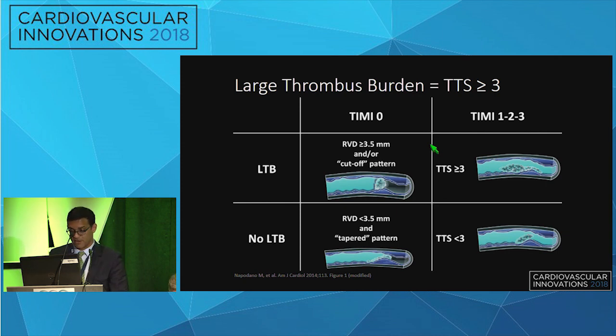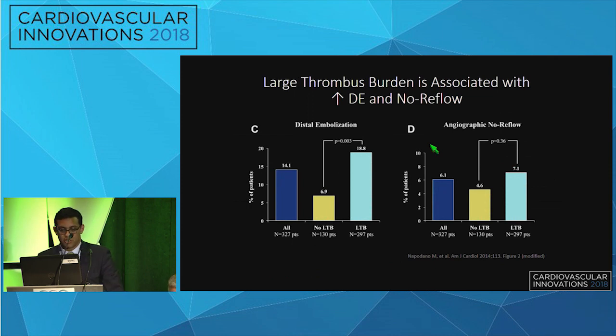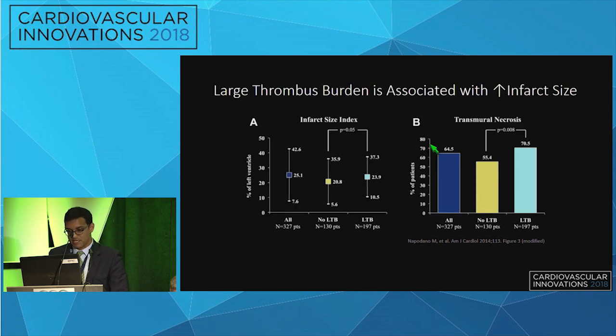So does this even really matter? It does, and a large thrombus burden is associated with worse outcomes. This study from 2014 by Napadano showed that patients with a large thrombus burden had a much higher incidence of distal embolization and a trend towards a higher incidence of no reflow. But besides these angiographic findings, they also found that the infarct size index represented a larger percentage of the left ventricle in patients with a large thrombus burden compared to those without a large thrombus burden.